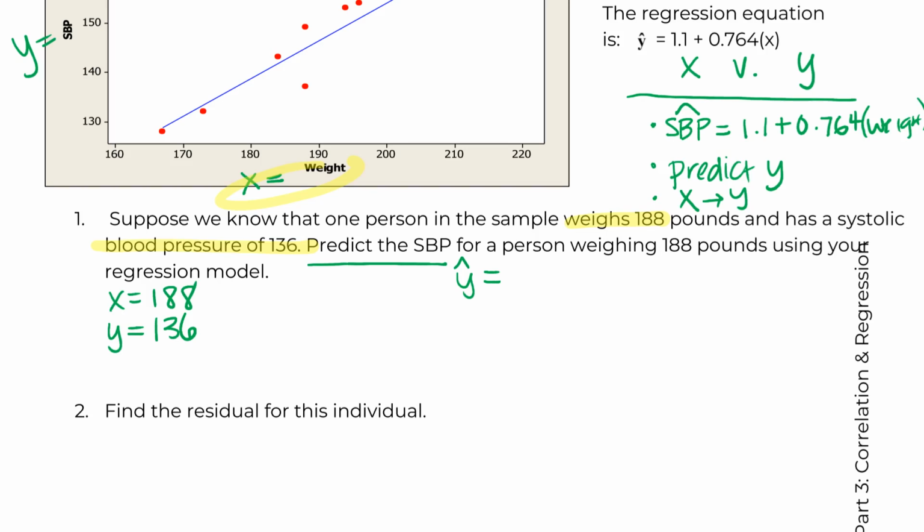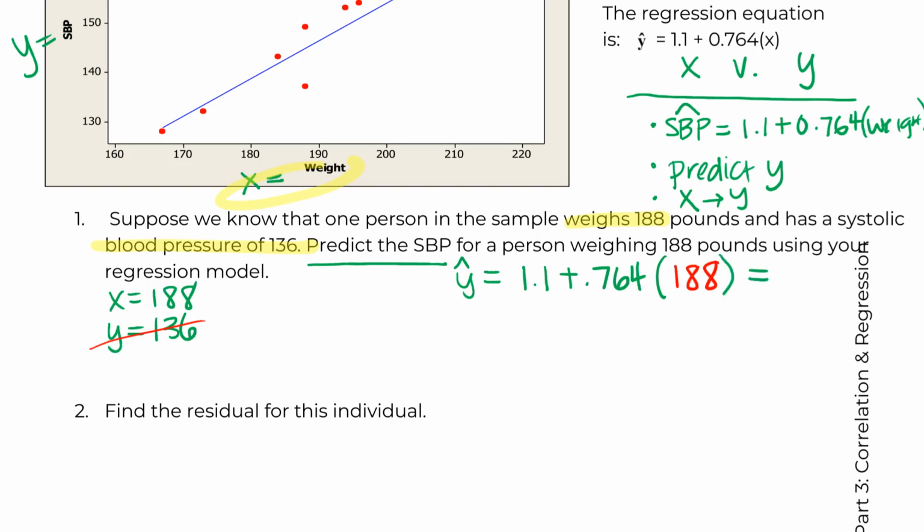And up at the top of the page, this is just plugging in our X. So in this case, we don't even need this Y. All we needed was the X. We're going to plug that into our equation, 1.1 plus 0.764 times that 188. And we'll figure out what that is.